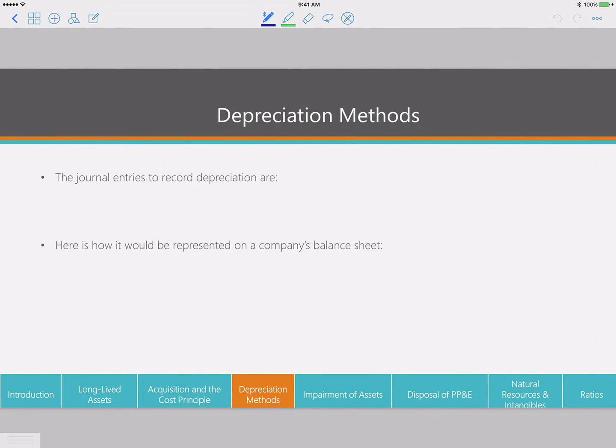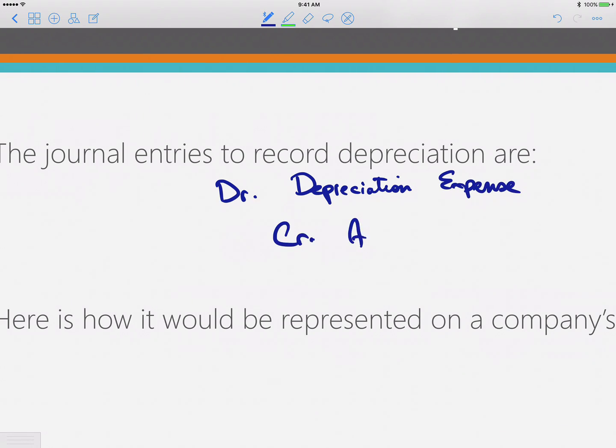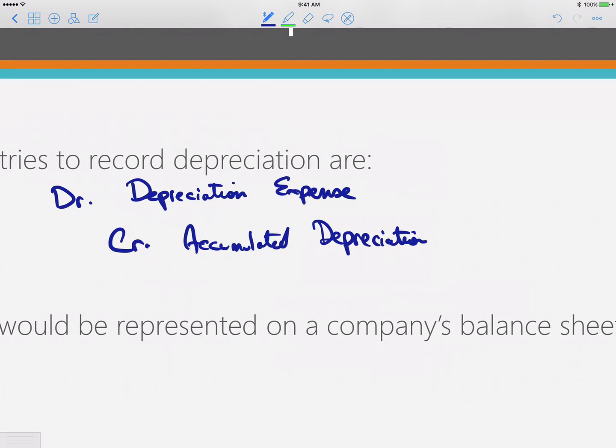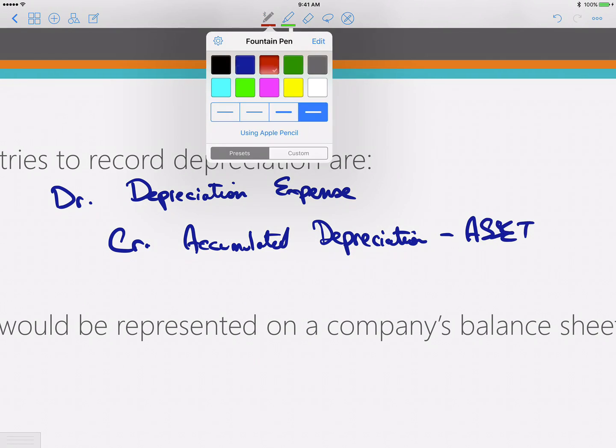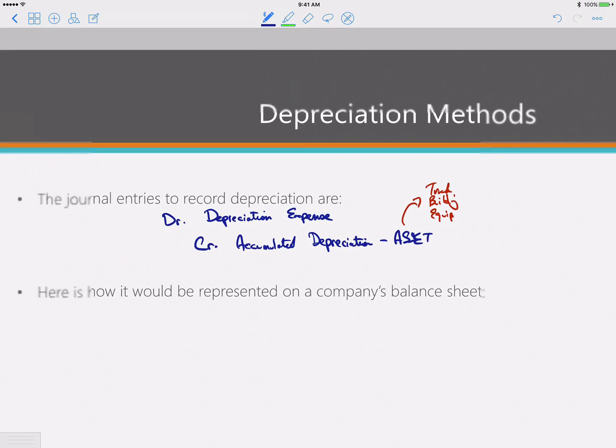So the journal entries to actually record depreciation would be such. Since it's an expense, you would debit it. So you debit depreciation expense, and we would credit accumulated depreciation. And what we would also do is just put a little dash and write the name of the asset account. So this could be, for example, truck, building, or equipment. Whatever the account being affected is would be listed there.